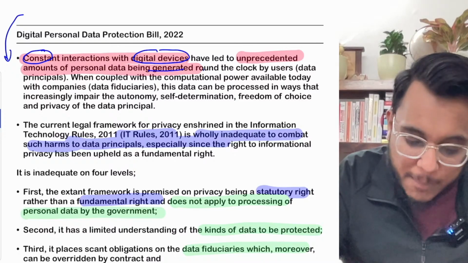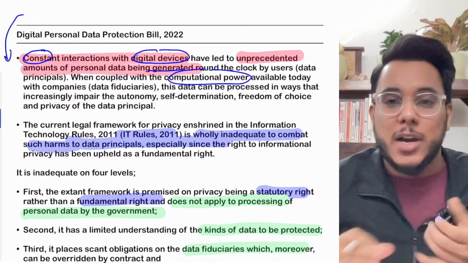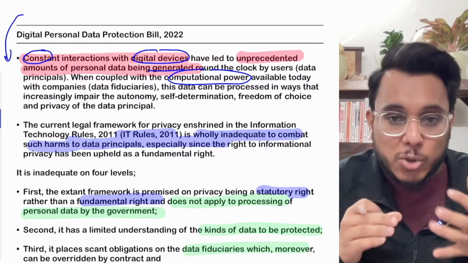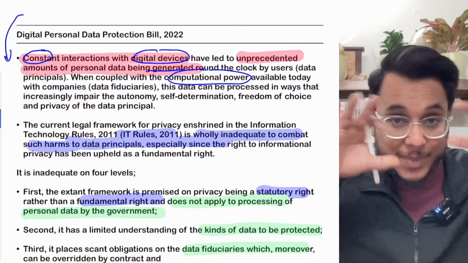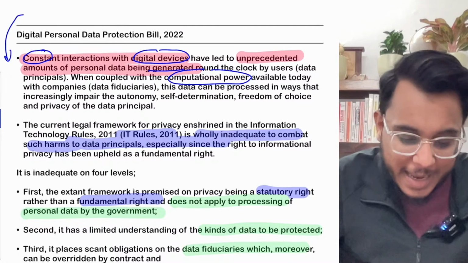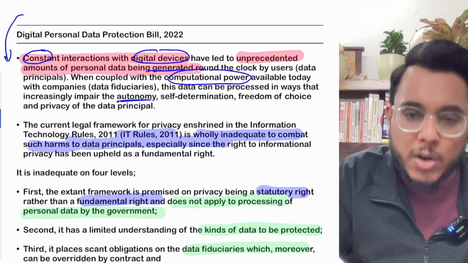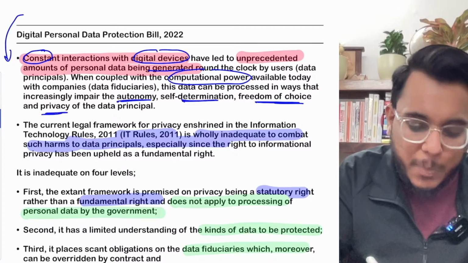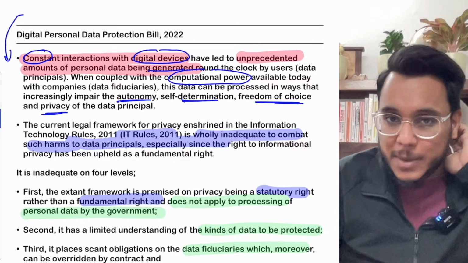At the same time, there is the computational power of computers. Today artificial intelligence has come, strong algorithms have come. So the data that we are generating and the data that is being processed can have implications for our autonomy, our self-determination, our freedom of choice, and our privacy. Clear?